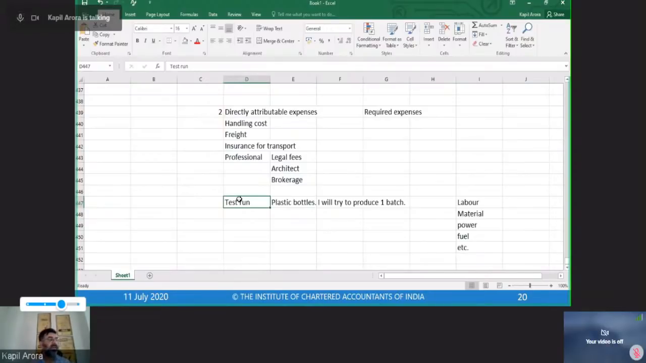Brokerage cost will be added if I am paying brokerage to buy that asset.